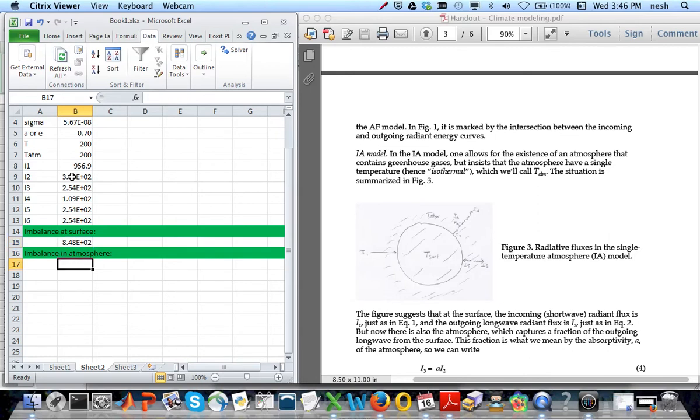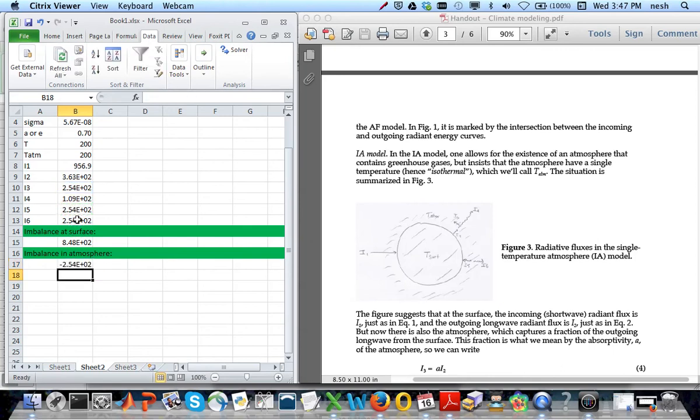Now what about the imbalance in the atmosphere? Well, I think what's going in is I3 and what's going out is I5 and I6. If you want, go ahead and give that a shot. Okay, I think I need to say that is equal to the incoming I3 minus I5 and minus I6.